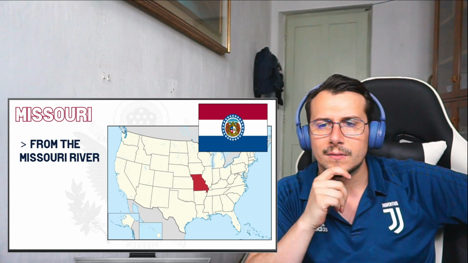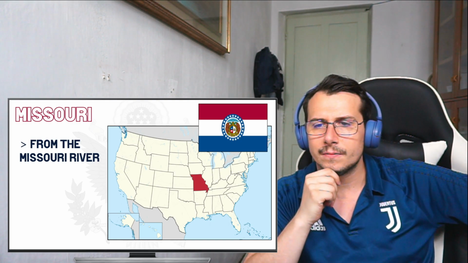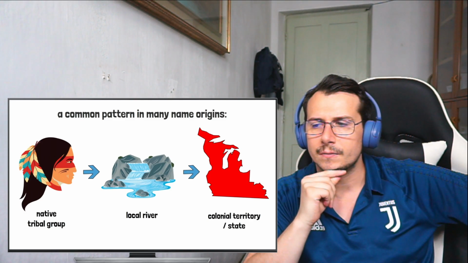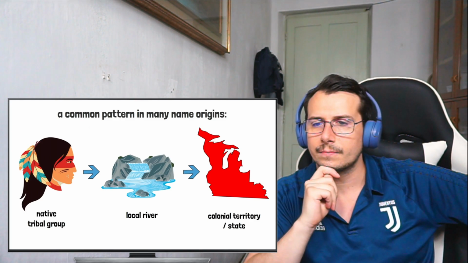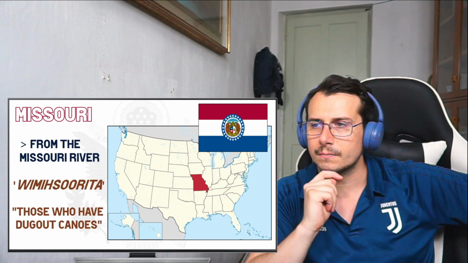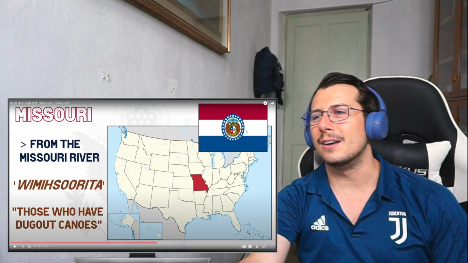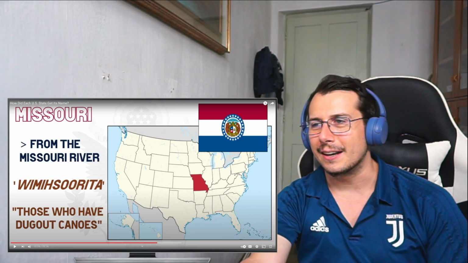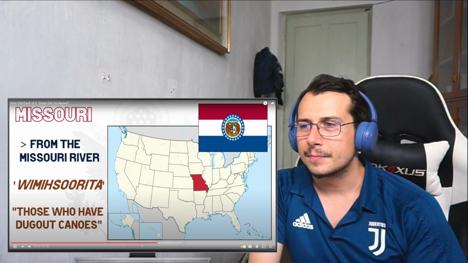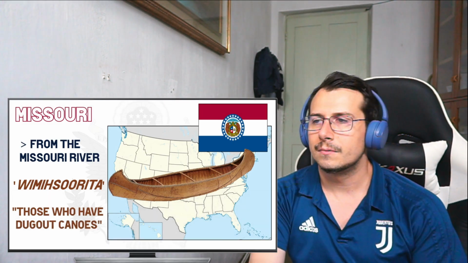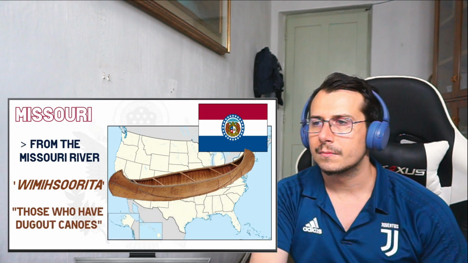Missouri, and the river itself got its name from the indigenous Missouri natives. Following that method we saw was common at the start of the video: native tribe, river, colonial territory, and state. It is said that these specific natives were called the Wimisorita, meaning those who have dug out canoes. The name was adapted and westernized according to how they pronounced it.